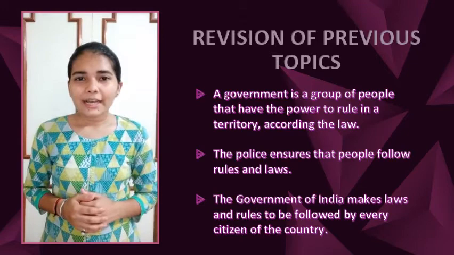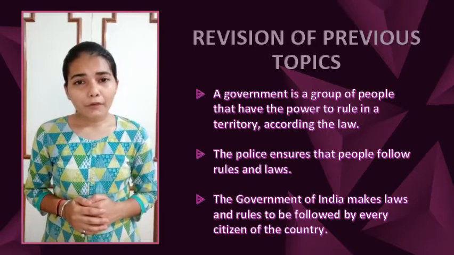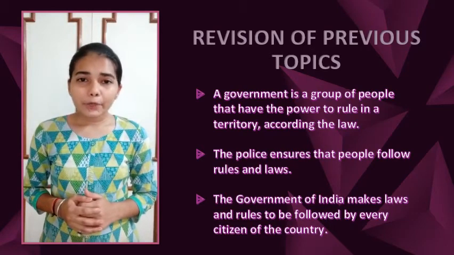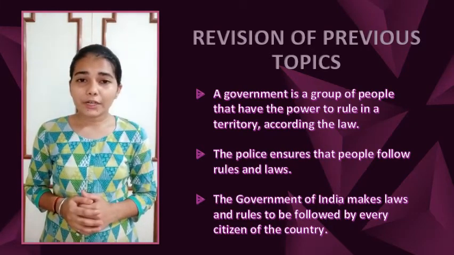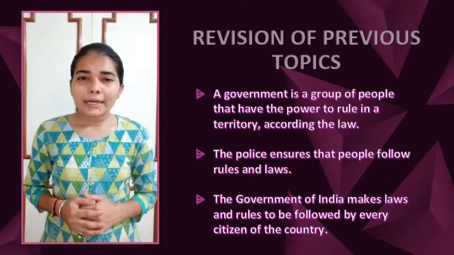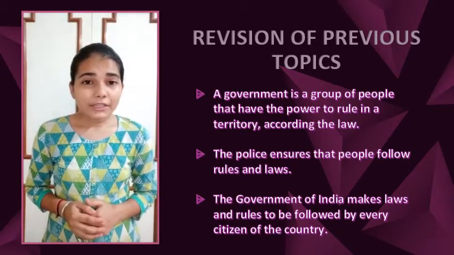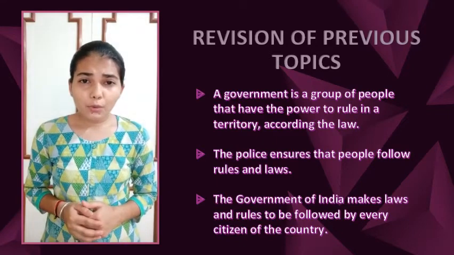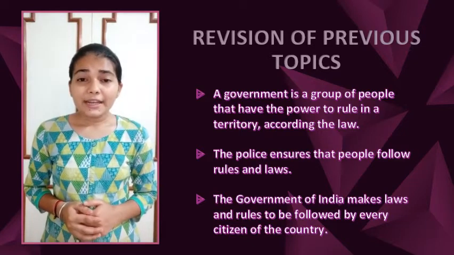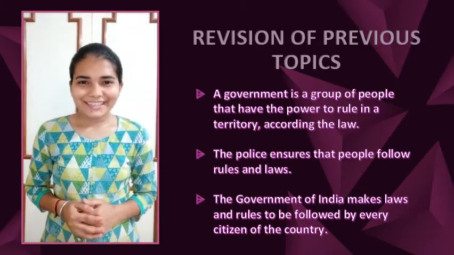In the previous class, I told you that government is a group of people that have the power to rule a territory according to the law. We also discussed that the police ensures that all the people of the country follow rules and regulations. If anyone breaks the law, then it becomes a punishable offense. And then we studied the various rules and roles of the police officers and the government. And we got to see that they work really very hard for us and for the benefit of the country.